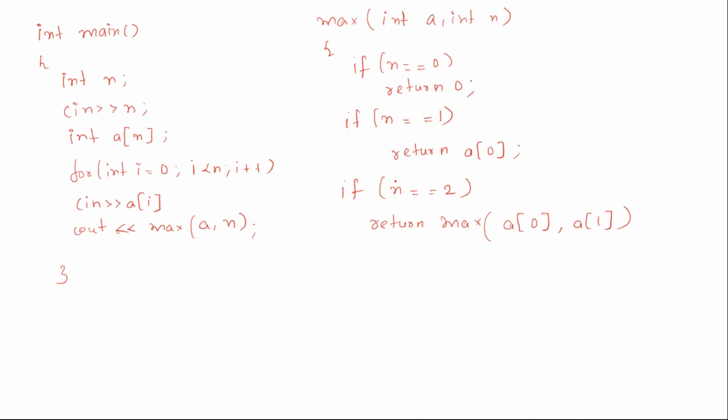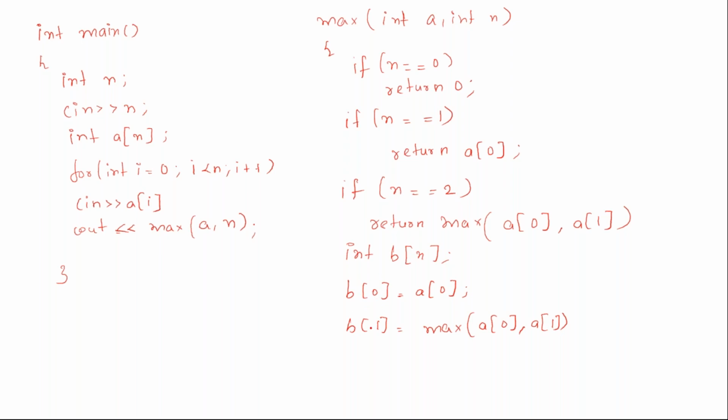Now what if the number of houses goes beyond 2? Here comes the actual logic. Let me take another array b of size n. In b of 0, I'll store a of 0. That is, the first value gets stored here. Now in b of 1, what I'll store is the max amount while comparing a of 0 and a of 1. Whatever the max value is, that value will be stored in b of 1, that is, in the first index position.